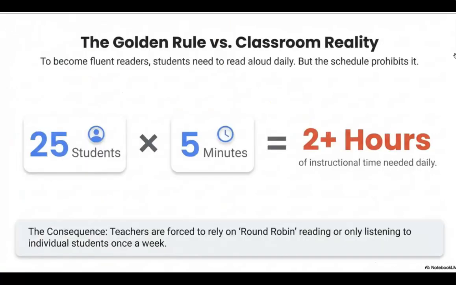instruction. The golden rule says students need to read aloud daily, but for a class of 20 or more students, that would take over 2 hours of our day. This tool bridges that gap, ensuring no student has to wait a week just to be heard by an adult.